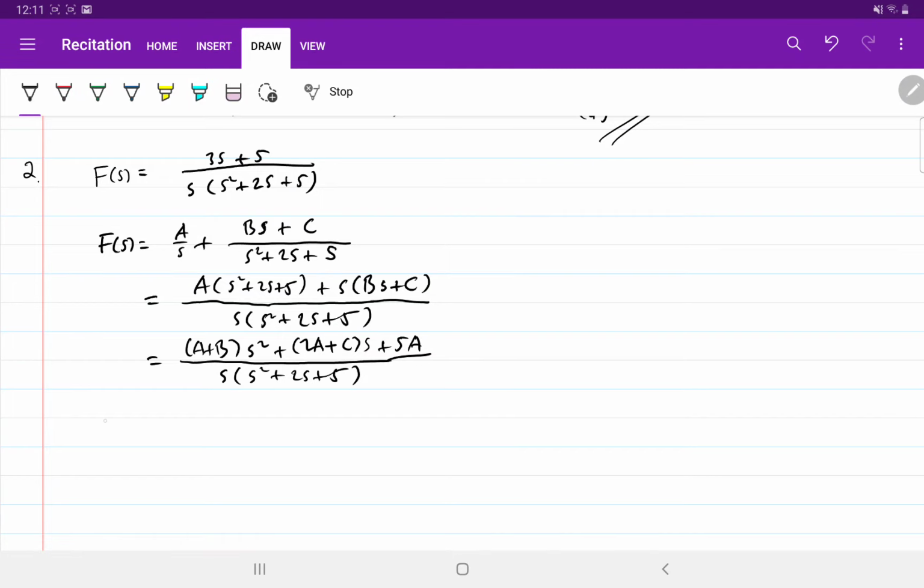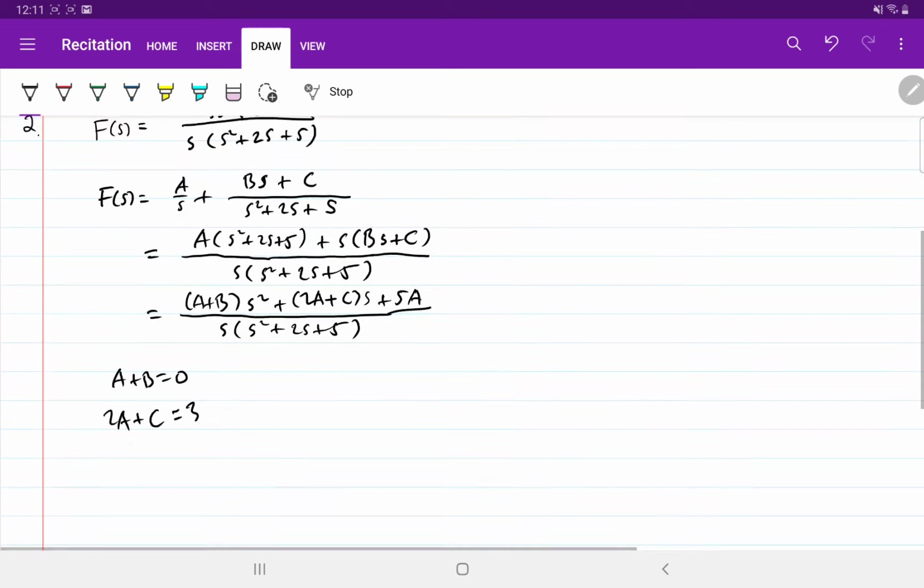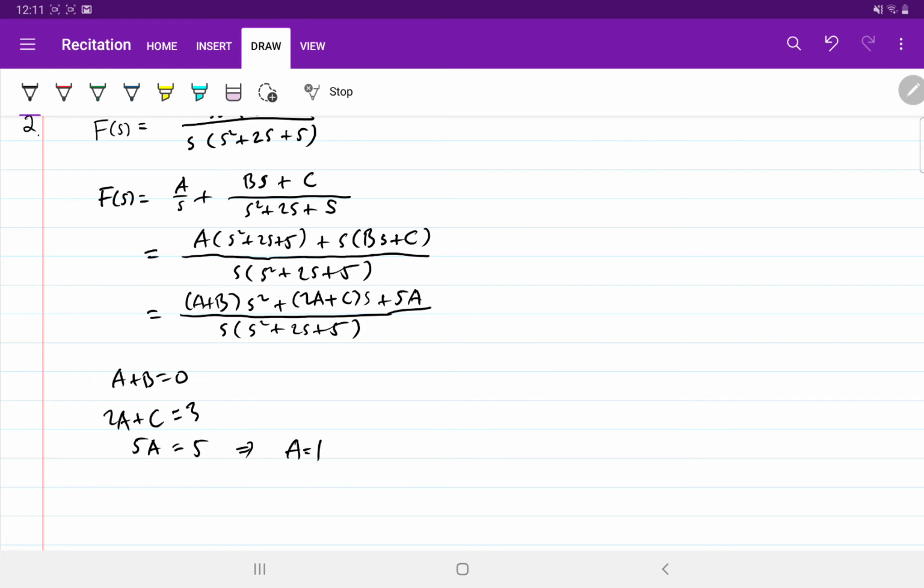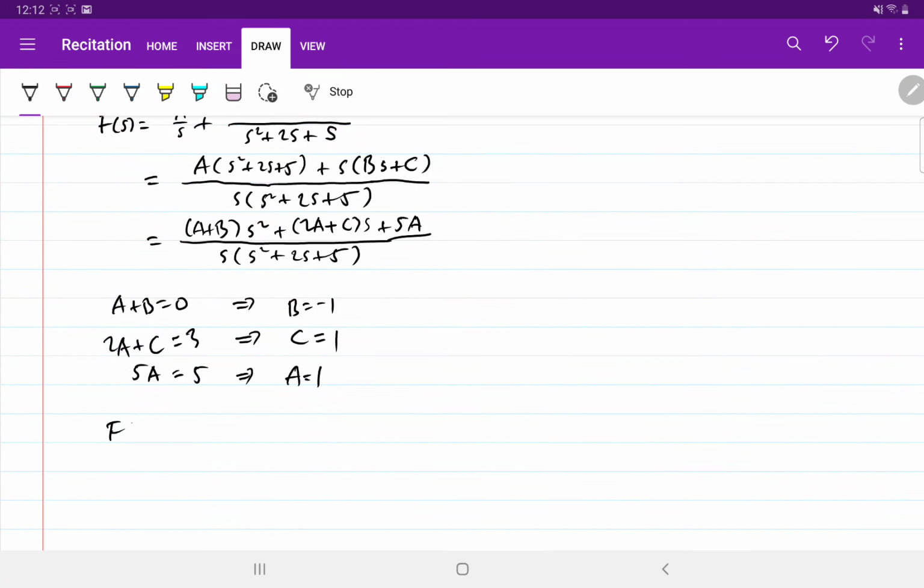Okay, from here we know that a plus b is 0, 2a plus c is 3, and 5a is 5. So from here we know that a must be 1. Then since a is 1, from here b should be minus 1, and since a is 1, then 2 plus c equals 3, therefore c is 1. So F of s can be written as 1 over s minus s minus 1 over s squared plus 2s plus 5.